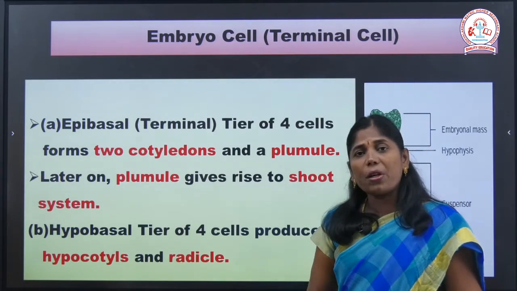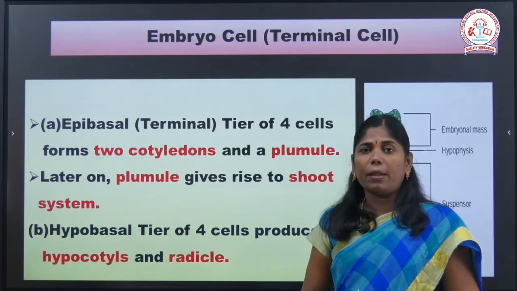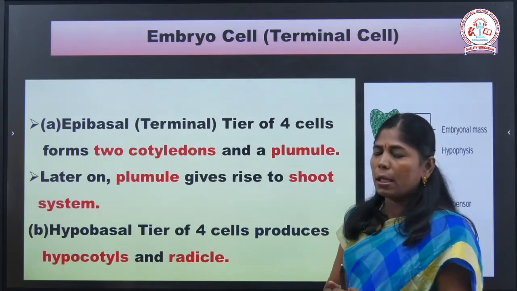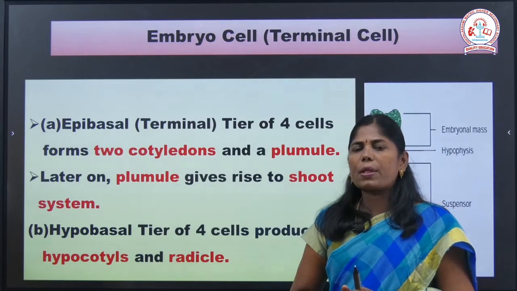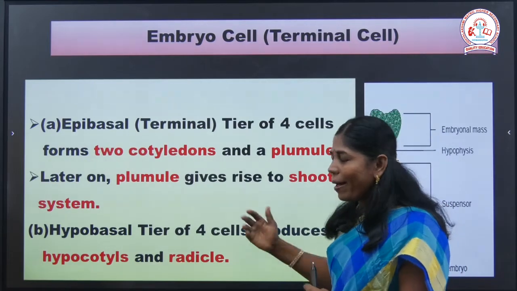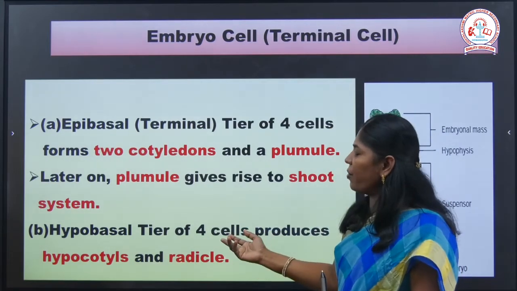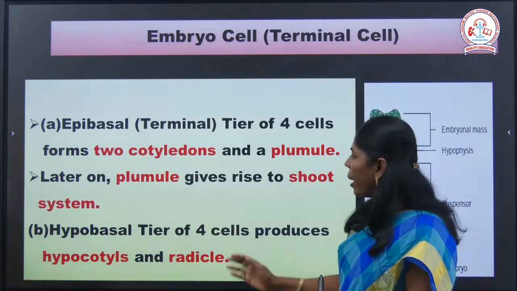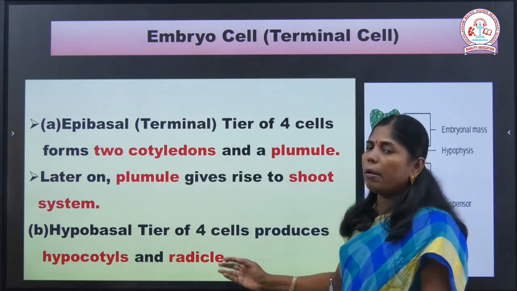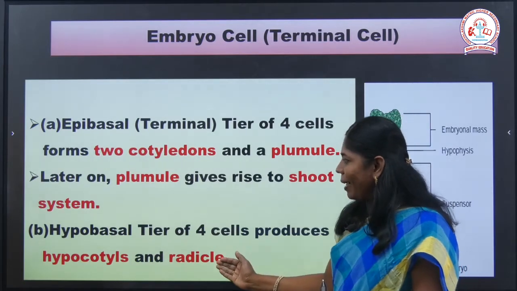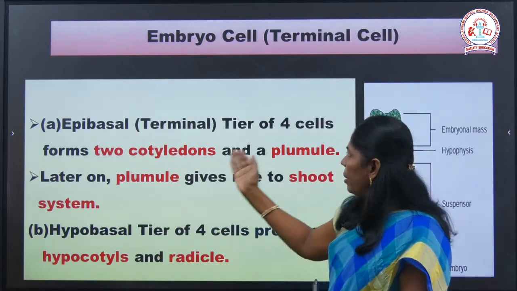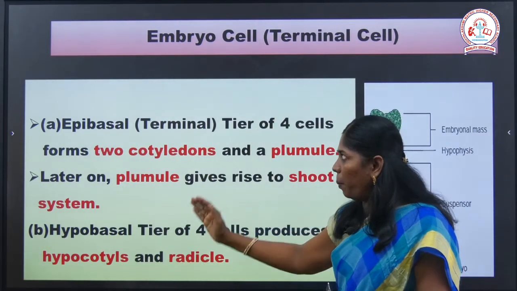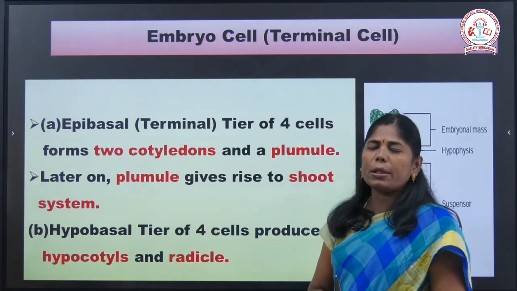So what is the function of the plumule? We studied it very well, isn't it? So the plumule gives rise to the shoot system. So what about the radicle? The radicle gives rise to the root system. So where is the radicle formed? The radicle is formed in the hypobasal region. In the hypobasal we have 4 types of cells that give rise to the radicle. So the radicle is formed from the hypocotyl, and the plumule is formed in the epibasal region. Hypobasal, epibasal. So that is 8 tiers.